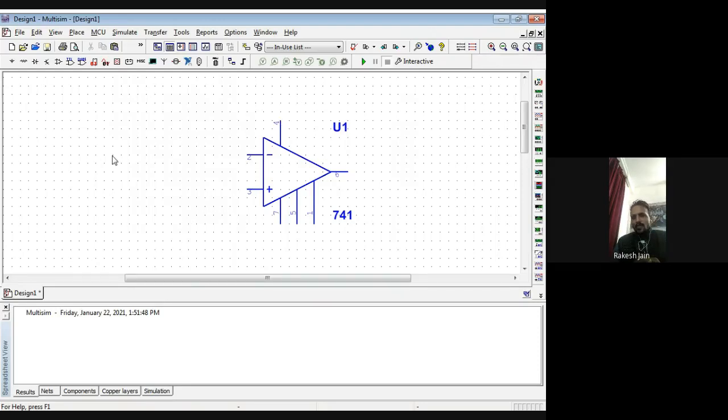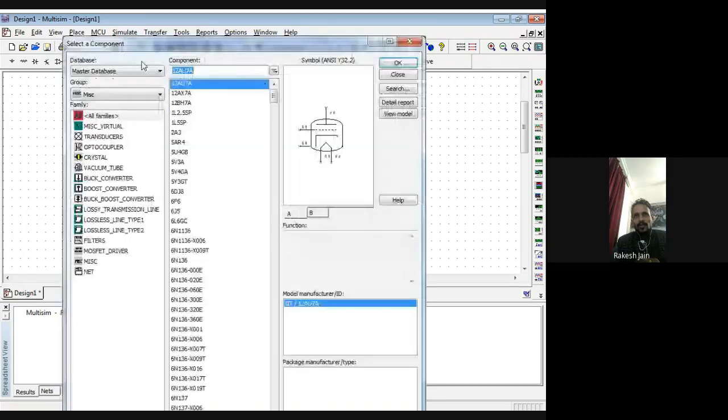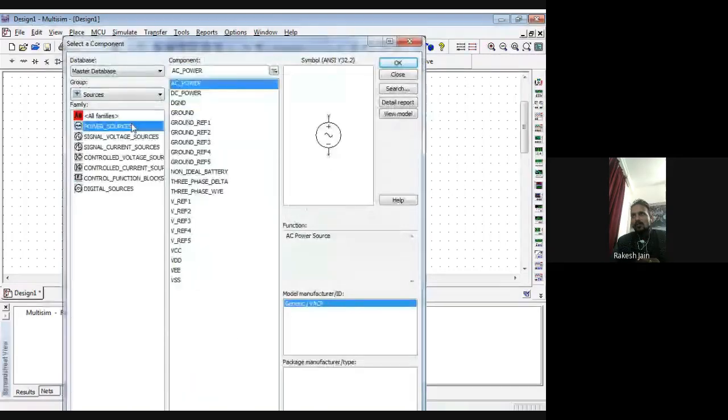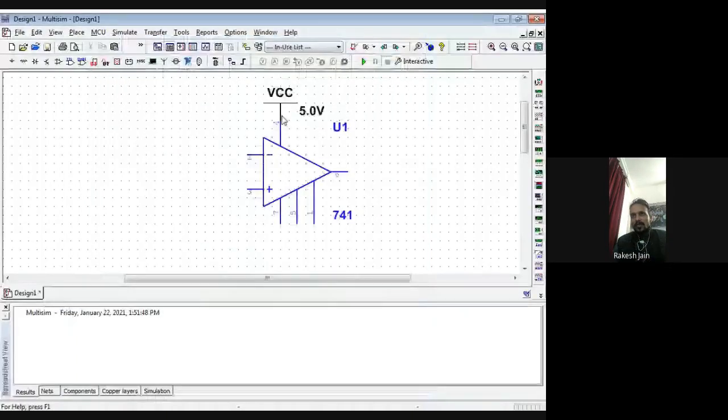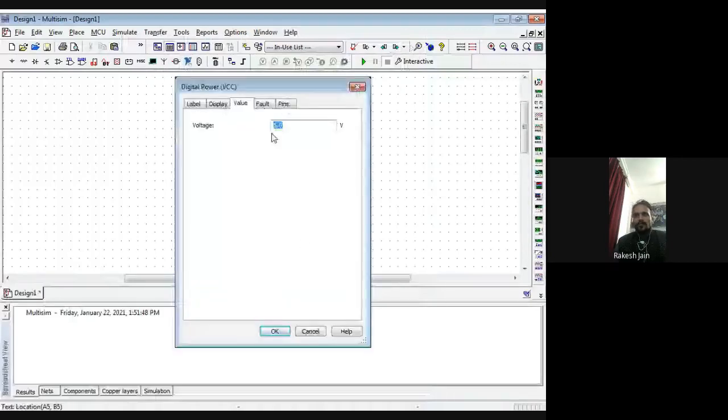Now I require plus 12 and minus 12 volts for the connections of the fourth pin and seventh pin first of all. So I click on MISC, then click on sources, then click on power source and then VCC. So VCC is now plus 12 volt. That's why, instead of this 5 volt, I just convert it into 12 volt.